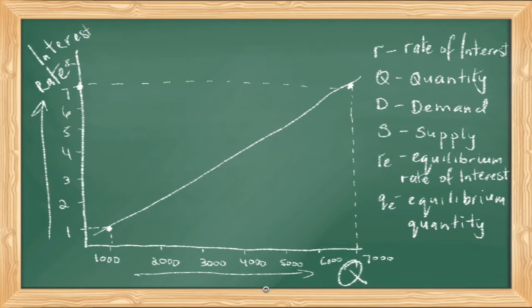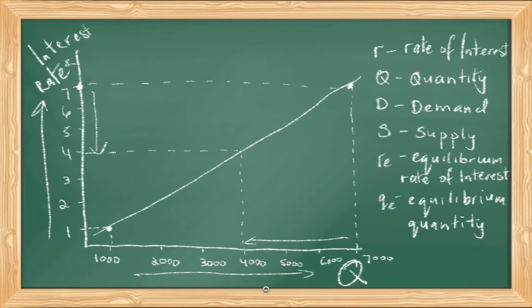Now, let's say the interest rate fell from 7% to 4%. Look what happens. When the interest rate fell from 7% to 4%, what we now saw is that the supply of loanable funds moved from 7,000 and went to 4,000. So again, what we're seeing here, as the rate of interest falls, the supply of loanable funds also falls. As the rate of interest increases, the supply of loanable funds increases.